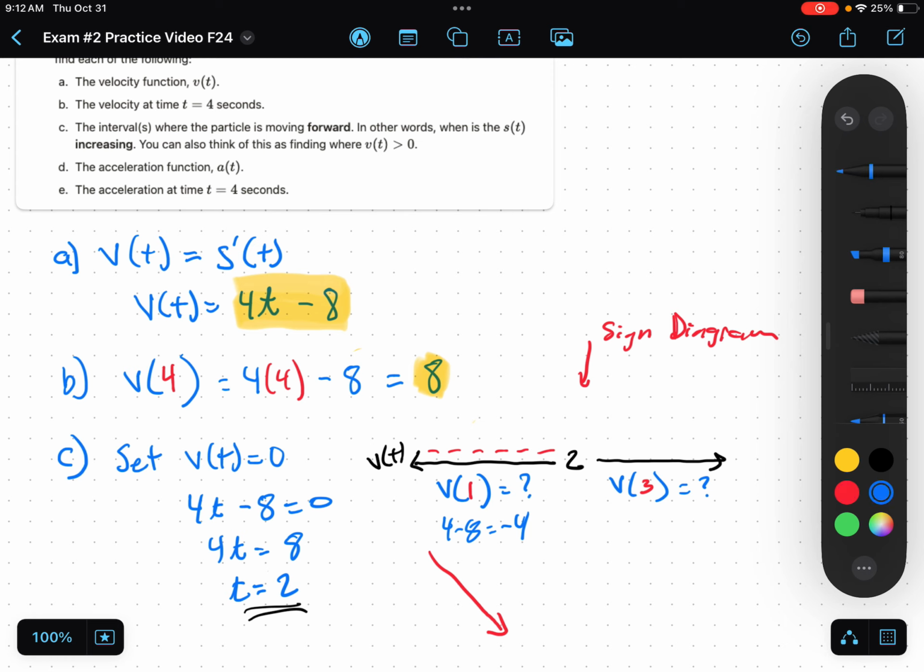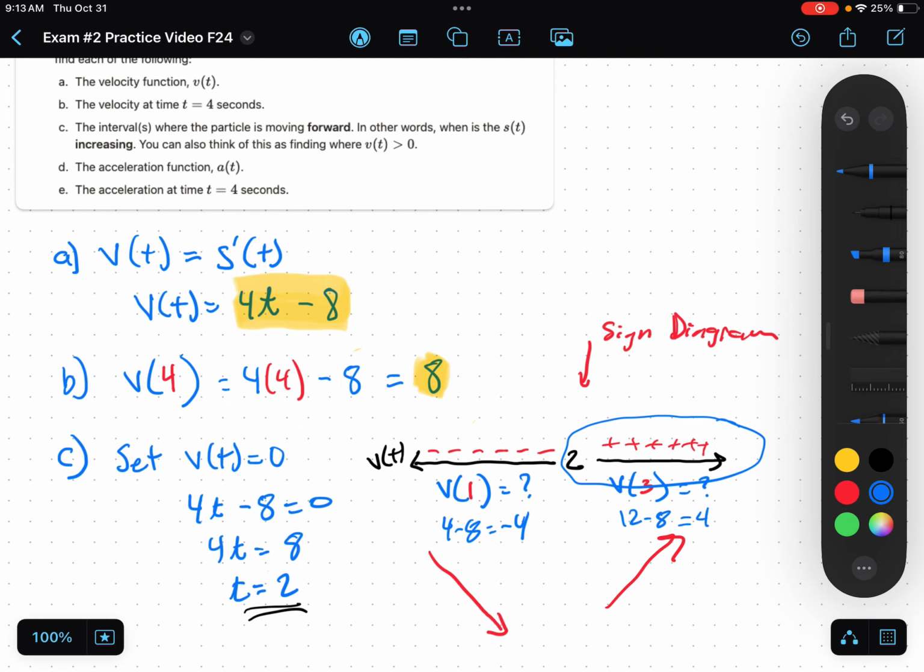And then v of 3, that would be 12 minus 8. That's 4. So that means my velocity is positive over here. That means my original function is increasing over here. So the interval that we're interested in is this interval right here. It says find the interval or intervals where the particle is moving forward.